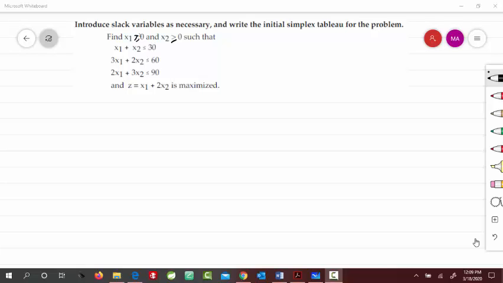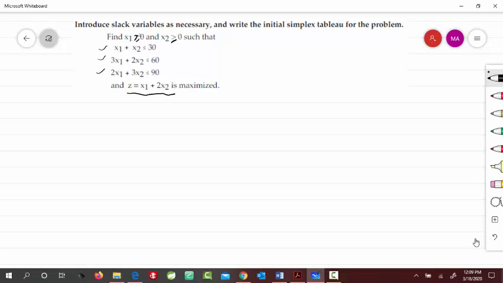In this video, we will learn how to write the initial simplex table from a linear programming problem. So we are given this example. We have to maximize this objective function, subject to three constraints: first, second, and third.